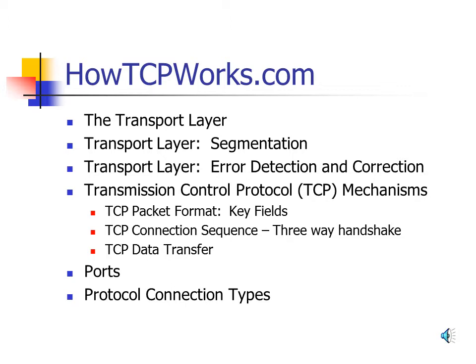We'll look at the TCP packet format and focus in on some key fields that are used for data transfer. We'll talk about the TCP connection sequence, what's called the three-way handshake. We'll also go through an example of how TCP transfers data. From there, we'll have a discussion on TCP ports, and then finally talk about protocol connection types.